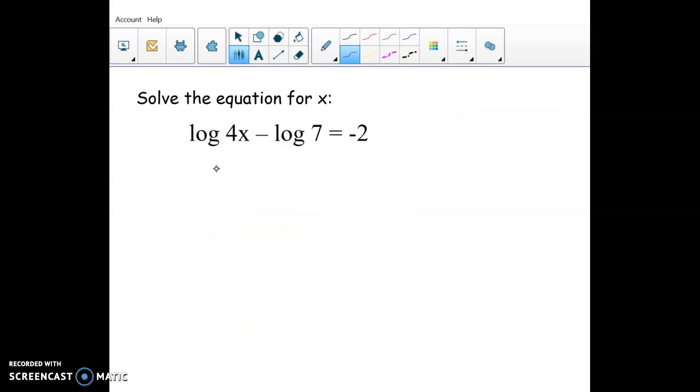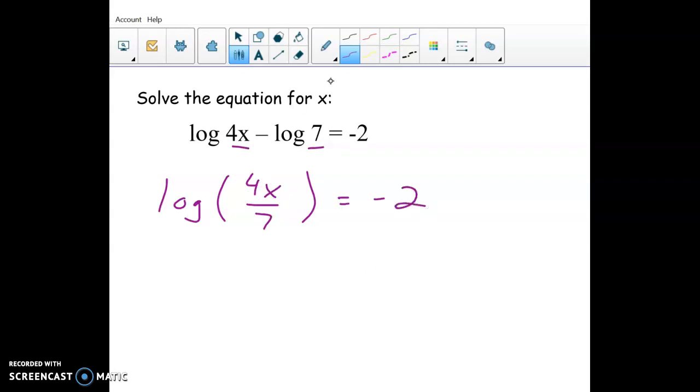Okay, another solve one. A little bit trickier this time, but eventually, again, we're going to be switching to exponential form. So pause the video, give it a shot. To get it as a single log, we have to use our properties. So I'm going to write as a single log, and because of the subtract, I'm going to write 4x divided by 7. These two parts end up being divided.